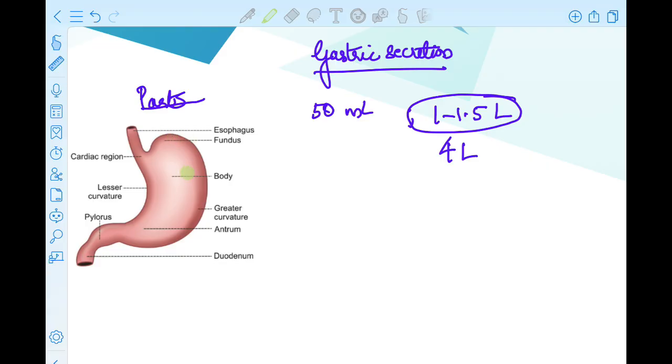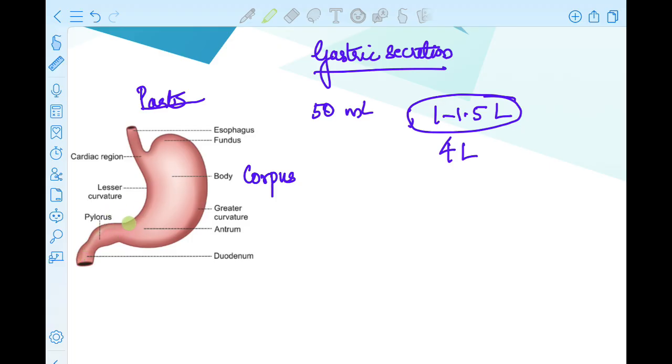And then comes the body. The body is also known as the corpus. The body is the largest part. It constitutes around 75 to approximately 80% of the stomach, and it extends from just below the fundic region to the pyloric region.